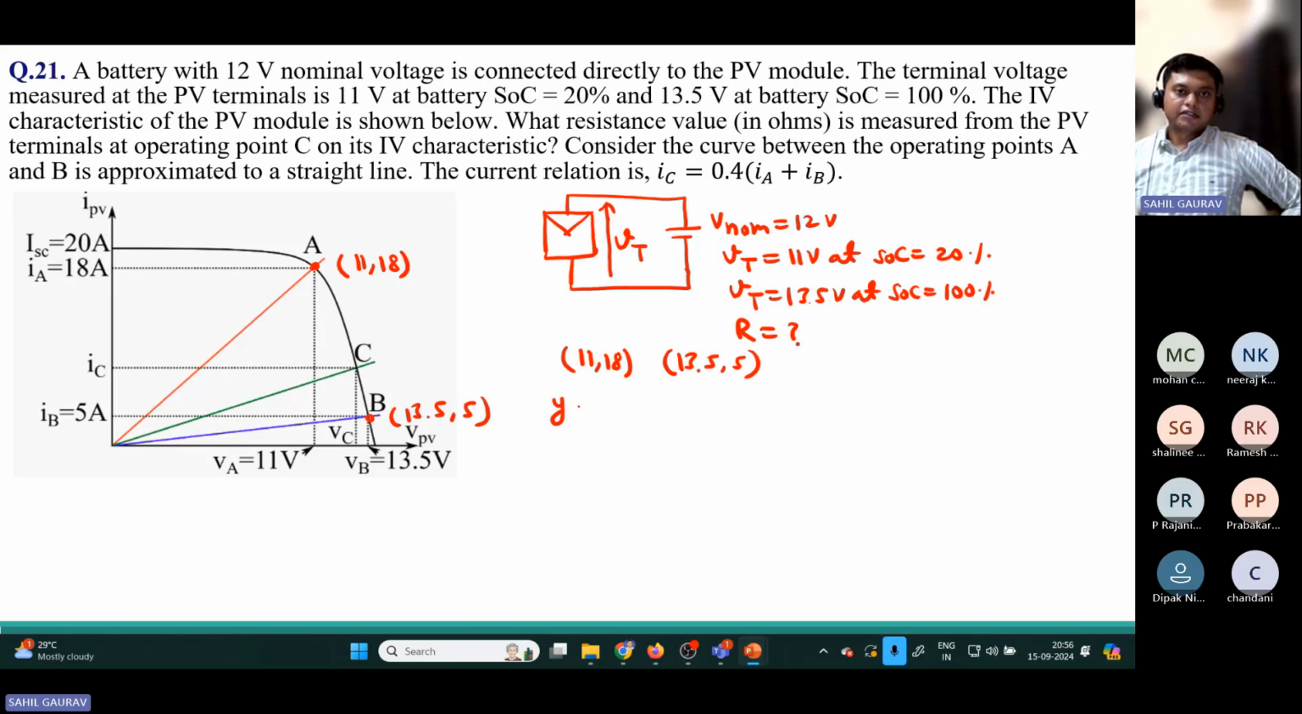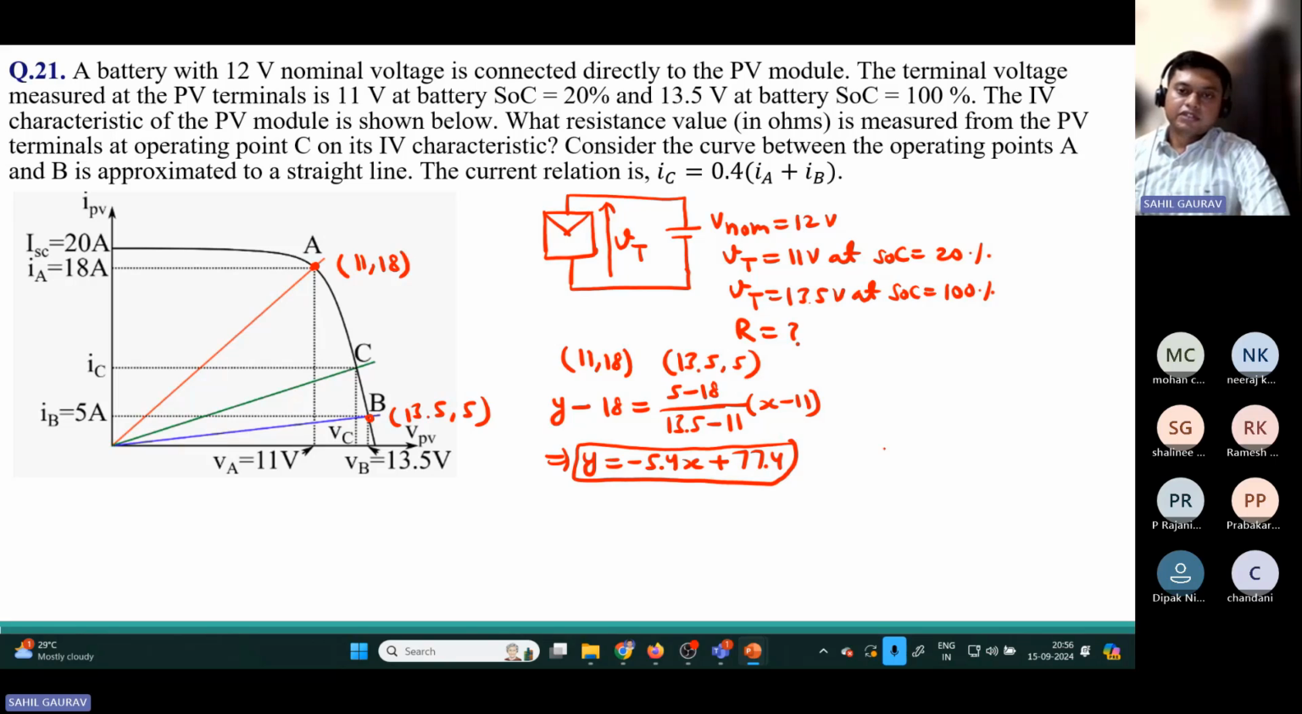So you can directly write the straight line equation: y minus 18 equal to (y2 minus y1) upon (x2 minus x1) into (x minus 11). If you solve this, you will get y equal to minus 5.4x plus 77.4. So this is the straight line equation you will get. You can write in terms of IPV equals minus 5.4 VPV plus 77.4.